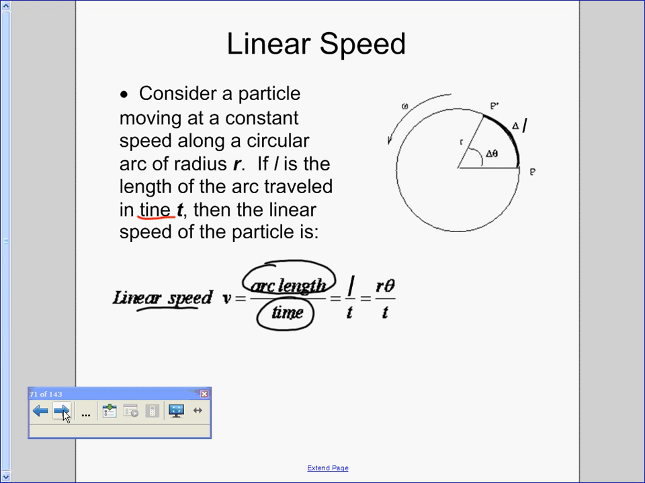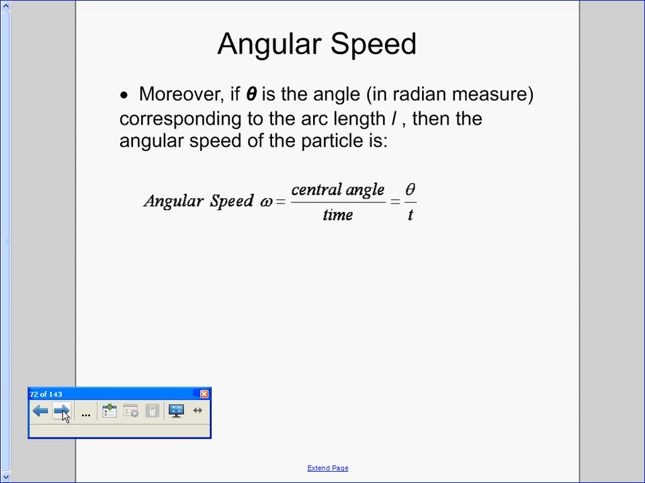And of course, the arc length is along the edge of the circle. And then we have angular speed. Angular speed is talking about something different. Theta is again the angle measured in radians corresponding to the arc length. So let's think about this.